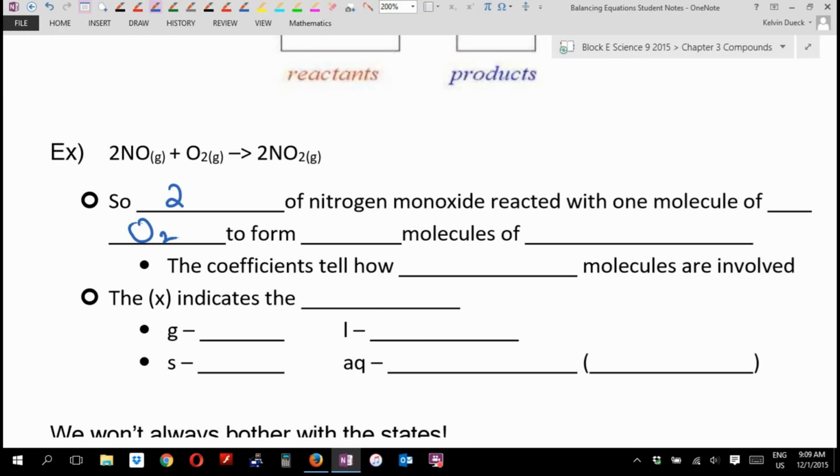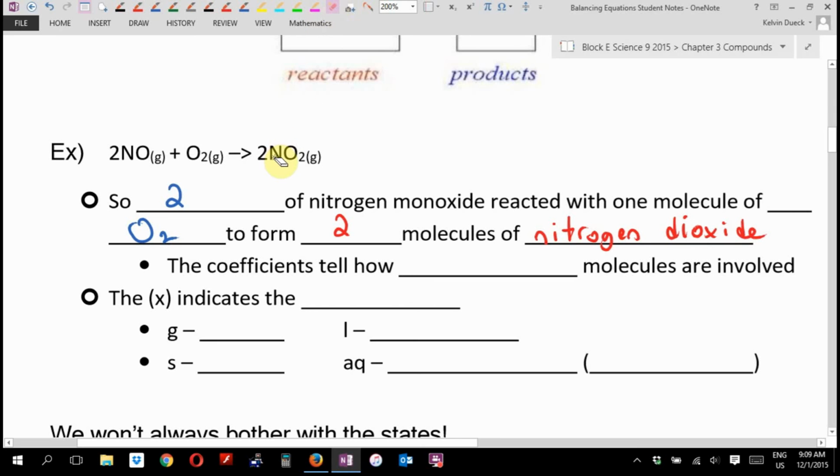In fact, there's a bunch of molecules of elements that are so reactive, Maddie, that they bond with themselves. They're called the diatomic elements. We'll talk about how that works. So 1 molecule of O2 to form, how many molecules of the new product do we have? 2. 2 molecules of, now NO2 would be called nitrogen dioxide.